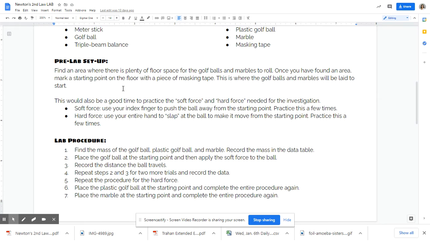The next little sets of statements here, you're going to be using what's called a soft force and a hard force for this.